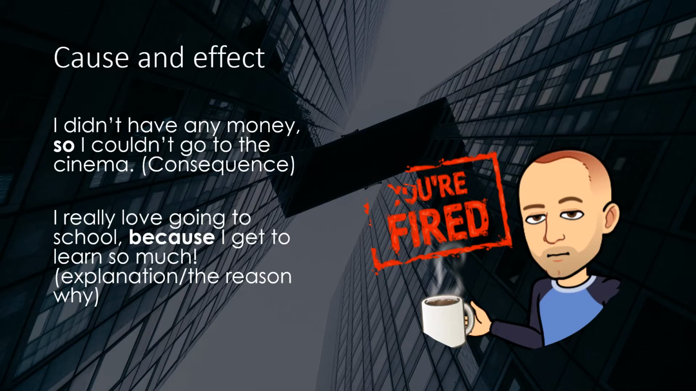So, I didn't have any money, so I couldn't go to the cinema. That's a consequence. I really love going to school because I get to learn so much. This one is kind of like a consequence, but it gives the explanation, gives a reason why. So here you should start to see why it's very important to use the correct connectives or linking words in the correct places.